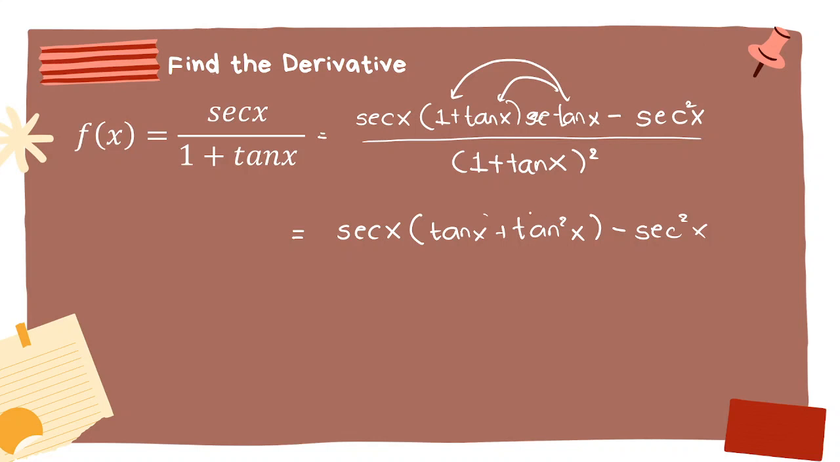Okay, now, we all know that this tan squared x minus sec squared x has a trigonometric identity. So, anong trigonometric identity na?